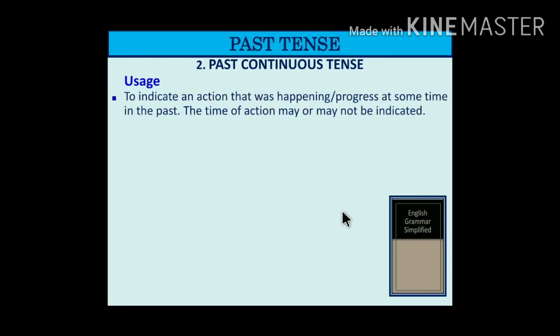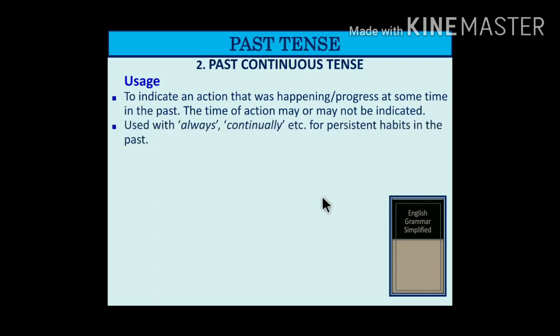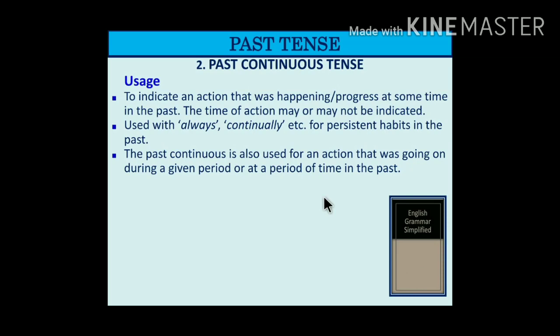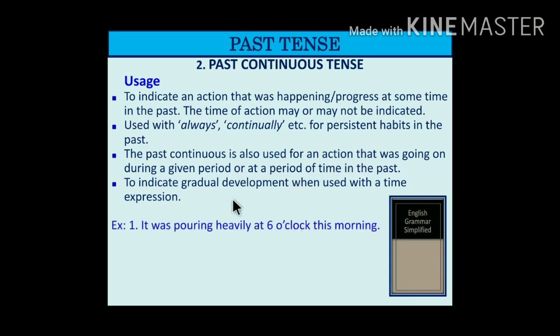Now, past continuous tense. It is used to indicate an action that was happening or progressing at some time in the past. The action was happening sometime in the past, it's not happening right now. That is, the main stress is on the incompleteness of the action and also when it was done in the past. So ideally you should expect words like always or continually in the sentence. When you have such words, it indicates that it is the past continuous tense. And the past continuous is also used for an action that was going on during a period of time. So for or since can also be expected.